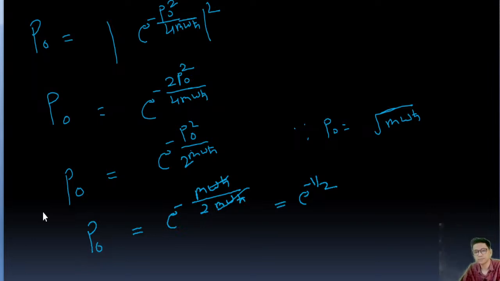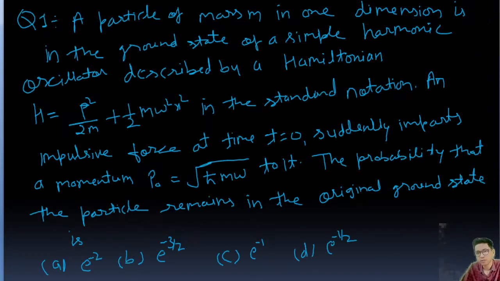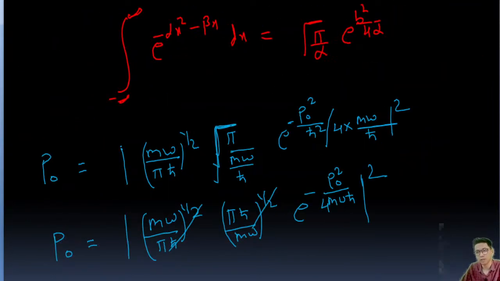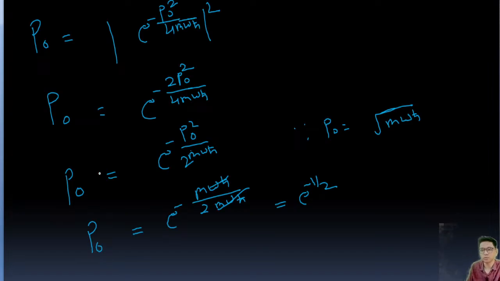Which option is matching? So the probability that the particle remains in its original state is e to the power minus 1 by 2. Let me check. Option D is the correct option, guys. So the probability that the particle will remain in its original ground state will be e to the power minus half. So this is the answer, guys.